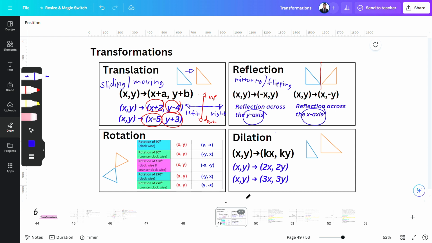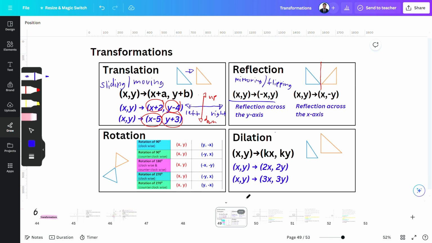Most of the time it could be the x or y-axis, but at some point in your advanced mathematics, it could be not only the x and y-axis. But for the meantime, we'll just use the x and y-axis. Now let's try to understand this one here. It says (x, y) and then reflection of (negative x, y).